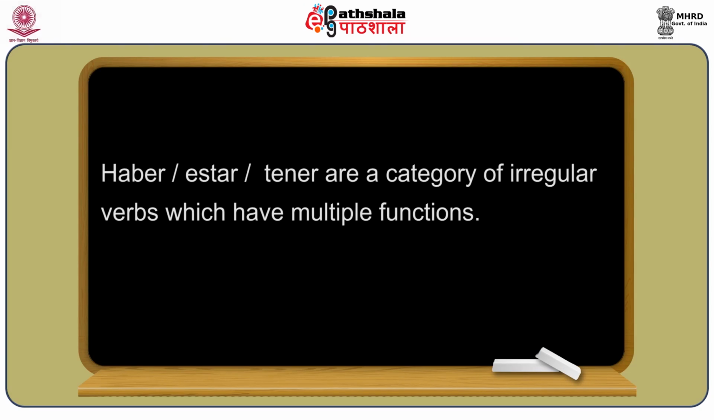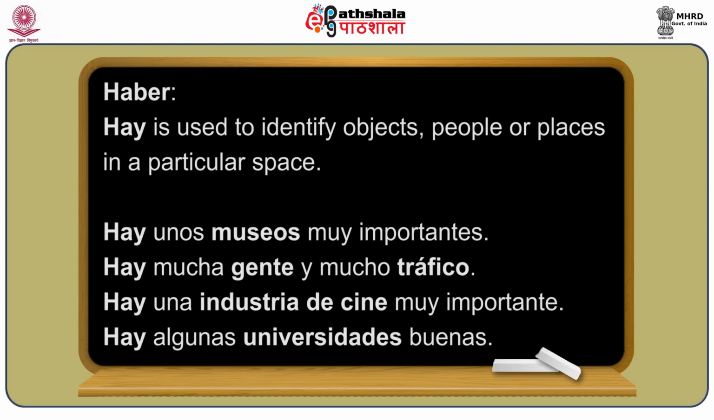So there are verbs like haber, estar, and tener, and these are a category of irregular verbs which have multiple functions. Now let's see their uses one by one. Hay is used to identify objects, people, or places in a particular space. For example, hay unos museos muy importantes, meaning there are some very important museums.